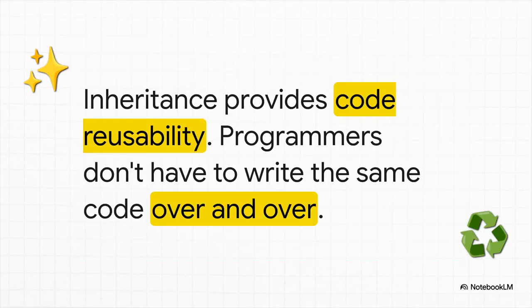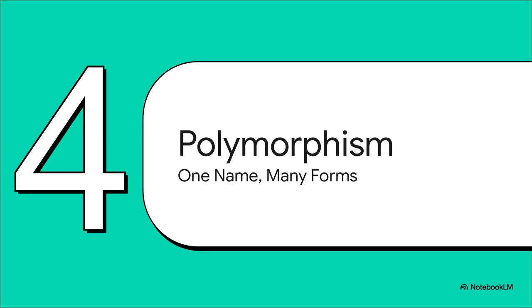So why is this a huge deal? It's all about code reusability. It means you only have to define speed one time in the vehicle class. And from then on, every future vehicle you ever create, cars, trucks, motorcycles, you name it, gets that feature for free. You write way less code, which means fewer bugs and much faster development. It's a massive win.